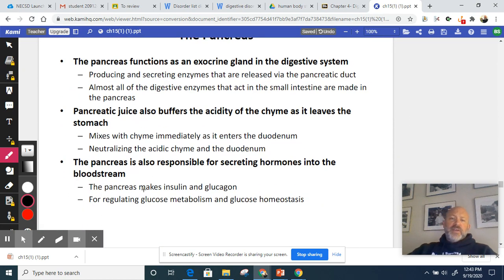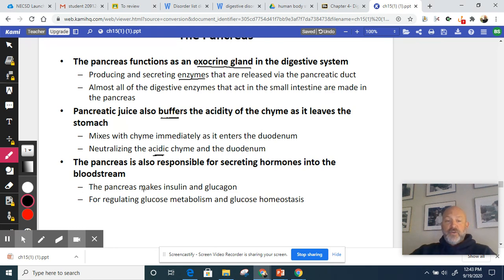The duodenum is an exocrine gland in the sense that it produces a variety of enzymes that enter into the small intestines and chemically break down food. In addition to that, it produces a buffer. Remember, when the food is leaving the stomach, it's mixed with acid, and that acid could burn. So the pancreas produces a buffer that neutralizes the acids in that chyme as it enters into the small intestines. This way, those acids do not burn the lining of the small intestines.